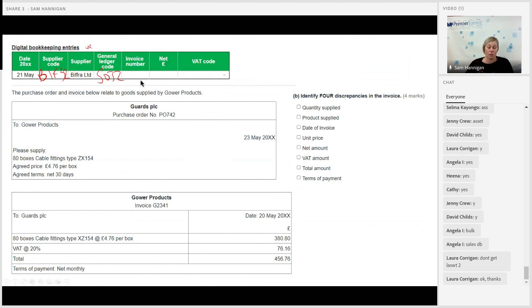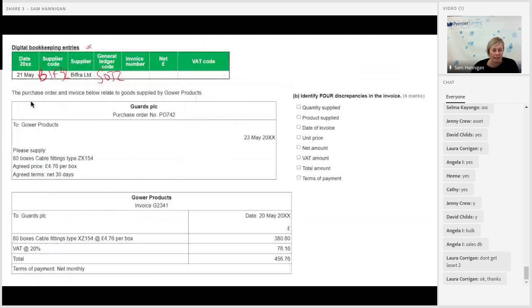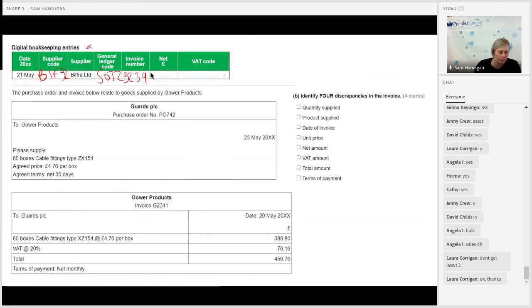The invoice number comes from here, 3239. Again, you've just got yourself a mark. Then you've got your net amount in. The net that you're paying is this, and we're putting the net amount into their account because VAT is not our money. It goes to a VAT account. So the net amount is 37125, and it's a purchase day book, so that's going to purchases account. And VAT is 20%.